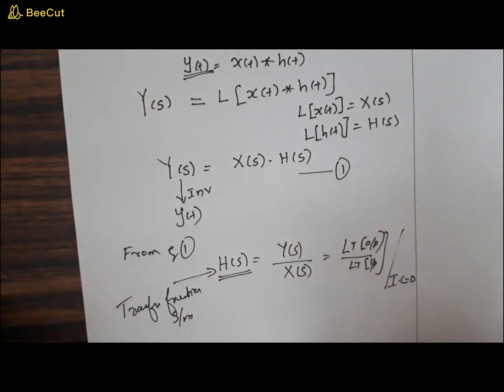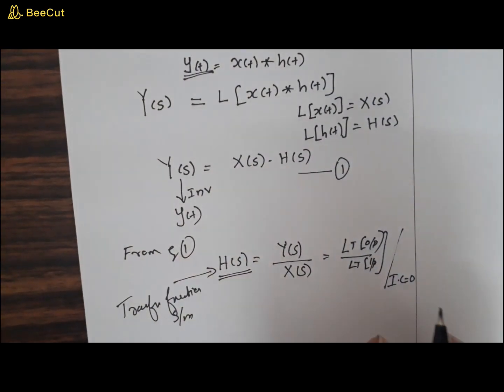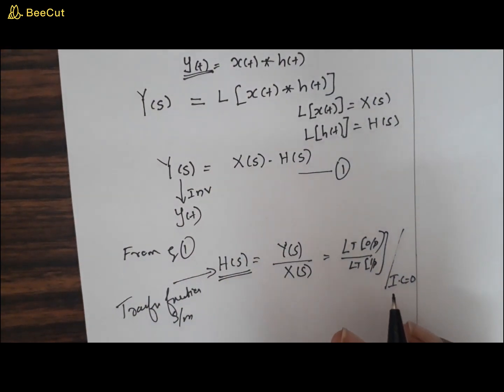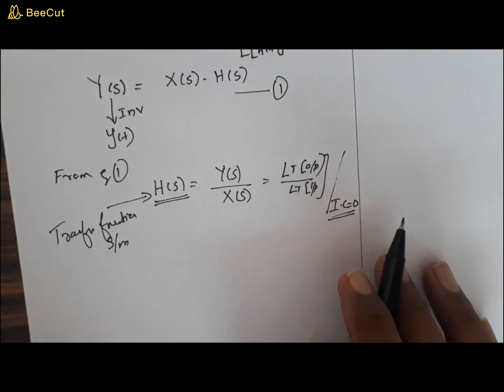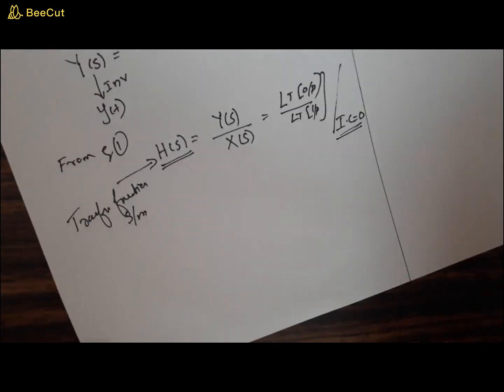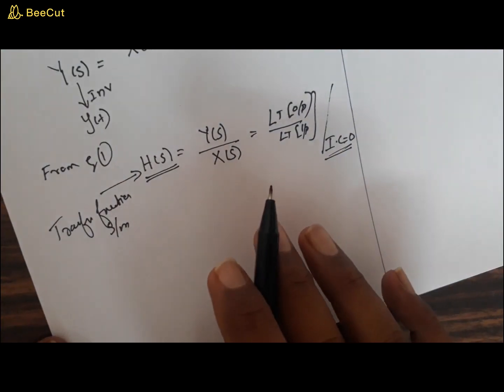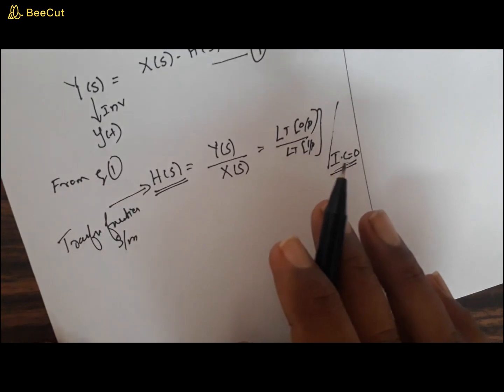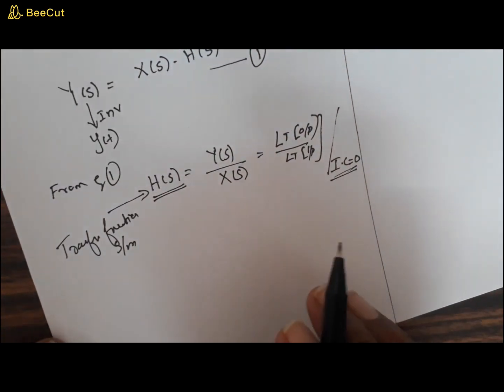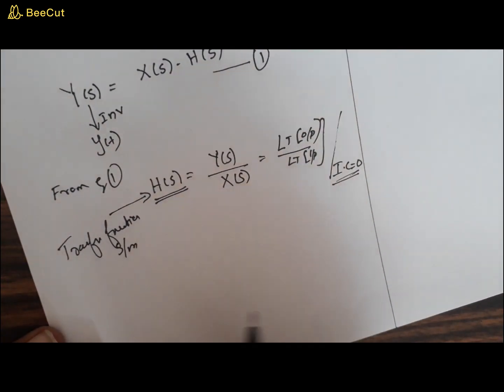Now, what is the difference between the analysis using this transfer function approach and the differential equation approach? In the differential equation, we consider the initial conditions, while if you analyze using the transfer function, the initial condition is assumed to be 0. In many practical systems, this may not give you an accurate result, but it can be used for simple analysis of any system. So this is what is called a transfer function.